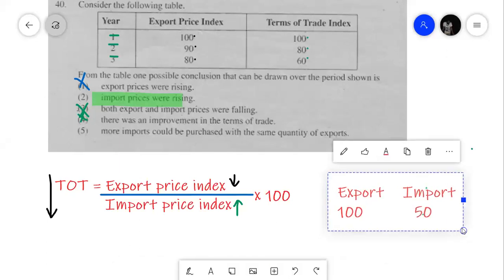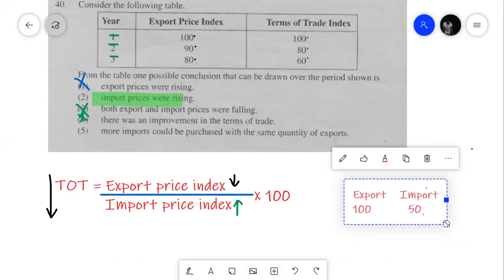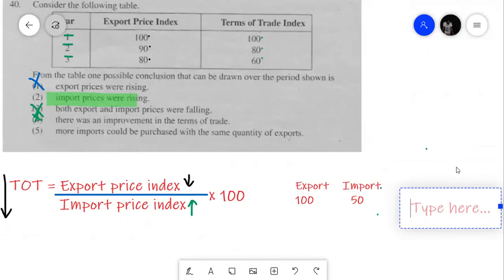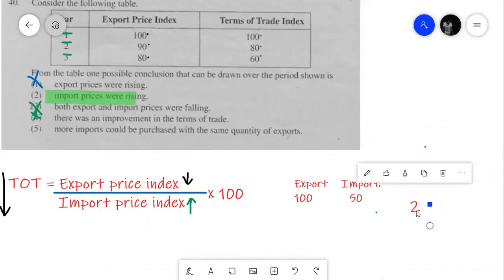From 1 unit of export, how many units of imports can you buy? You can buy 2 imports. One export is 100 rupees. One import is 50 rupees. So if you export one good, you can import 2 goods, right? Then think of this situation.